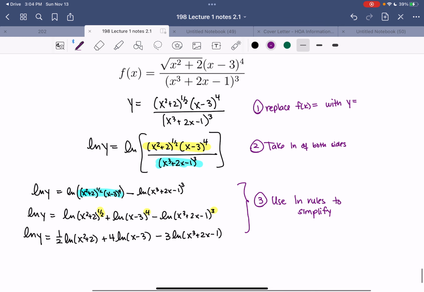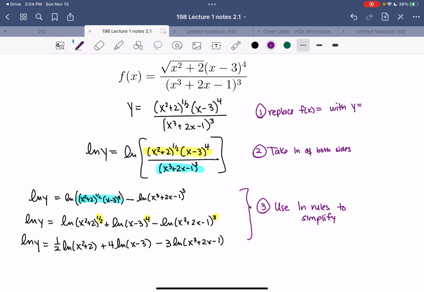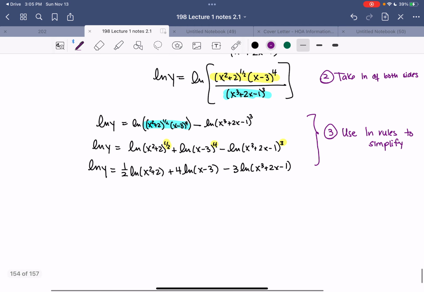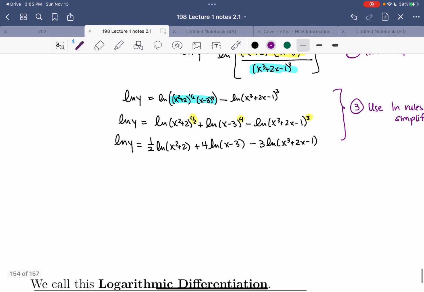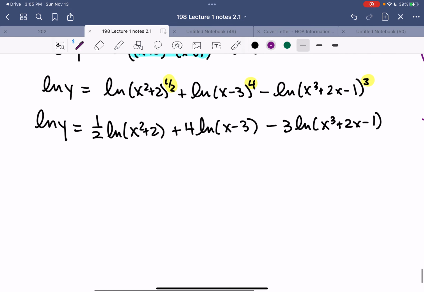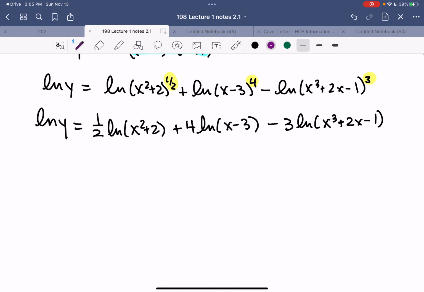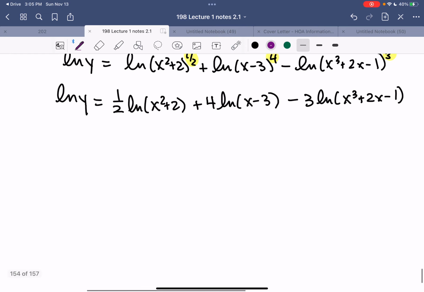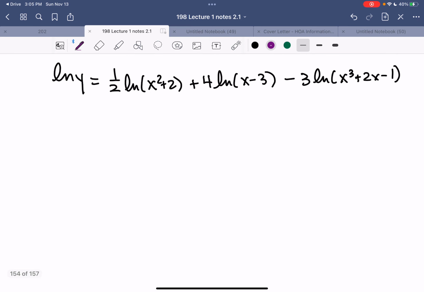Okay, so here's what we've done so far. We started out with f of x equals. We replaced our f of x with a y equals. We took the natural log of both sides, and then we used our log rules to split it up, right? To simplify it into things that are not involving products and quotients. And so now when I think about differentiating, I have 4 terms, both sides, that all involve chain rule, and that's it. And I like chain rule, personally. Okay, the only problem is that this is implicit, so we've got to keep that in mind. Okay, and we'll deal with that at the end.